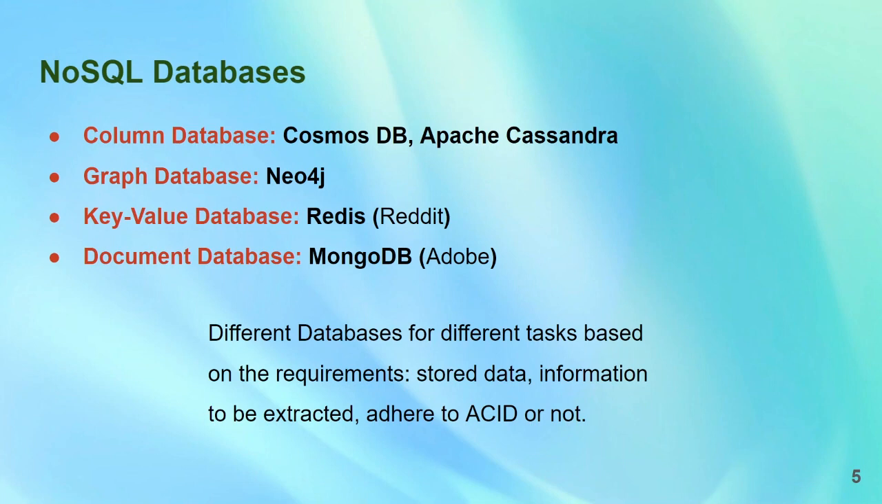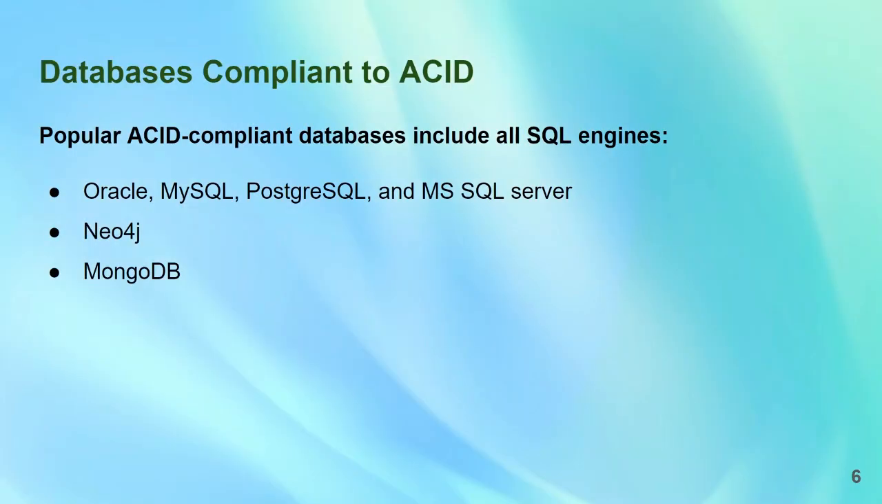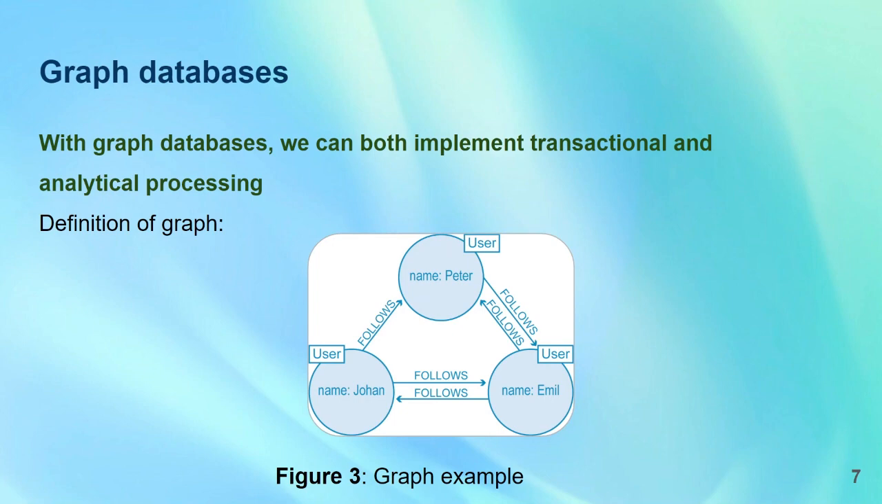Based on our requirements, we design our own databases. These requirements could be how we want to store our data, what information we want to be extracted, and if we want this database to adhere to ACID properties or not. Most of these databases we saw earlier are compliant with ACID properties. We talked about data models, we talked about databases, transactional and analytical. We mentioned the ACID properties. Now let's move on to graph databases.